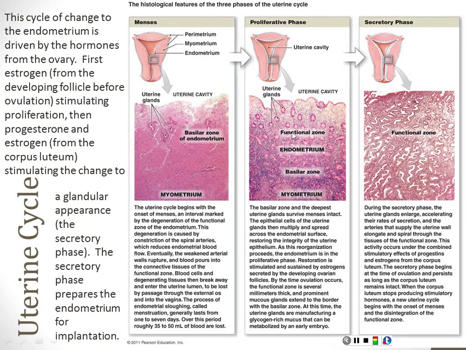So the functional zone, which is what they're talking about here, is the part that disappears or falls apart with each menses. So the basilar zone stays, the functional zone first grows, then it changes its character, then all of these cells come apart, and we go back to here again. This whole cycle is driven by the changes in the ovary that we just talked about. First estrogen is produced, then estrogen and progesterone, then both go away, and then the whole process starts again. So that's the uterine cycle in 3 pictures.